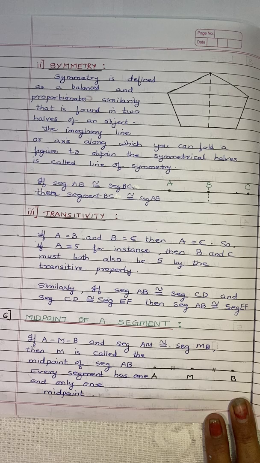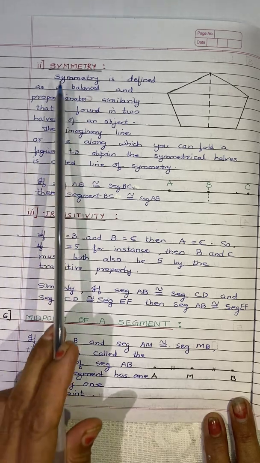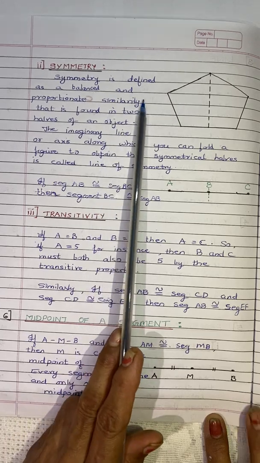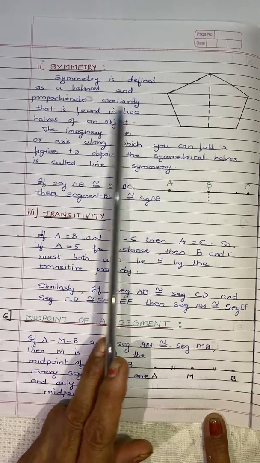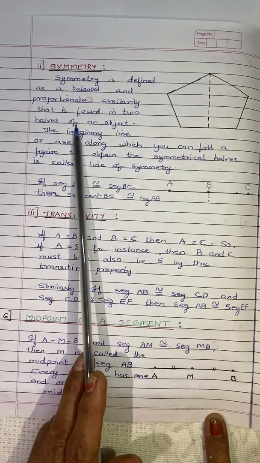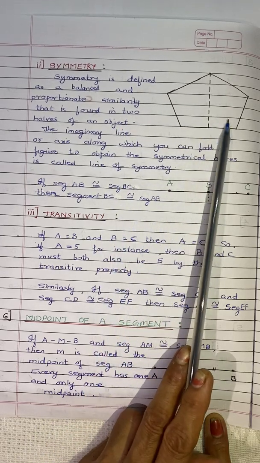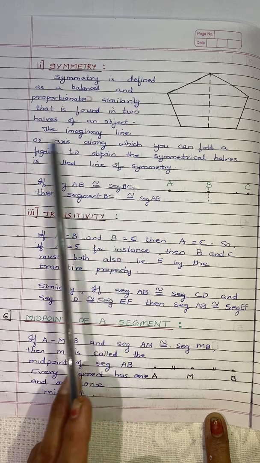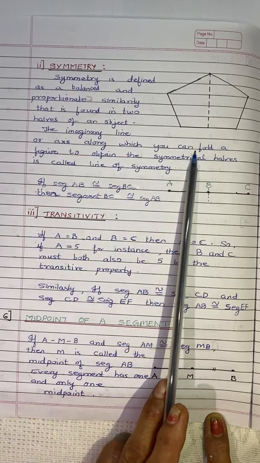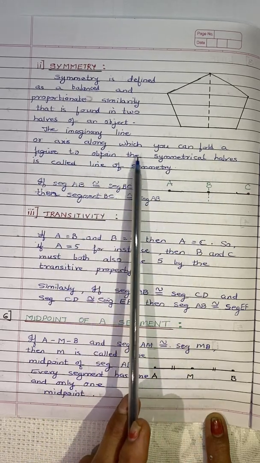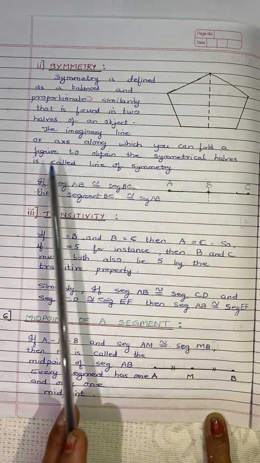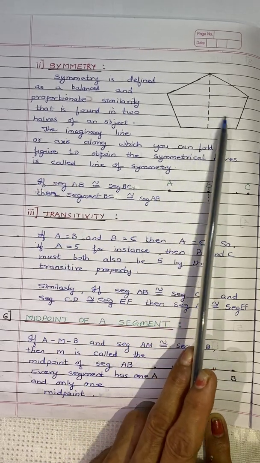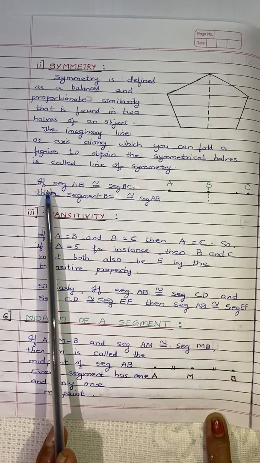Now the second one is symmetry. Symmetry is defined as a balanced and proportionate similarity that is found in two halves of an object. The imaginary line or axis along which you can fold a figure to obtain the symmetrical halves is called the line of symmetry, and both the parts are equal, a mirror image.